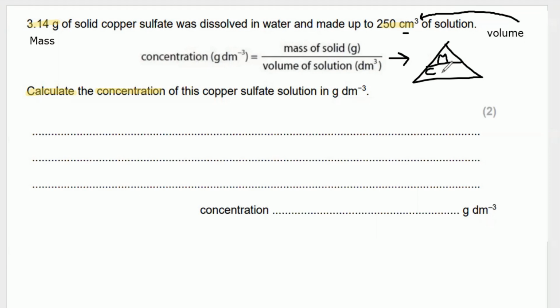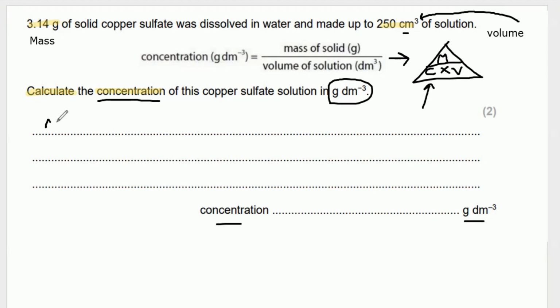And I like to put these into triangles. So I put M for mass over the top of C times V. And this makes it really easy to work out the calculation. So here we go. Calculate the concentration. That's the command word. I've underlined that. So I know I need to find C. So what do I do with M and V? And g per dm to the minus 3, that's the units. You can see there, I've underlined that. So we definitely know we're trying to find C.